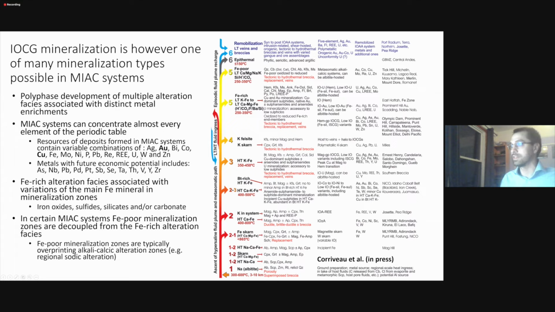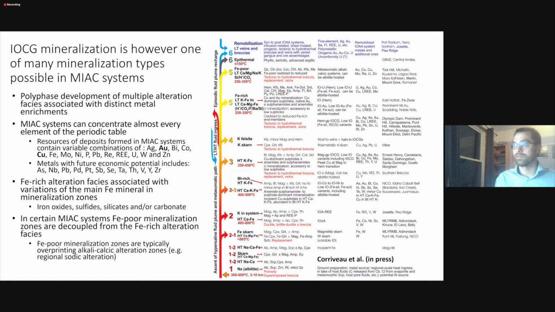Something as well that is important to understand is that they can concentrate at variable intensity almost every element of the periodic table. The enrichments that are happening within these systems are quite spectacular in some cases, and can be very diversified in terms of what gets concentrated in which zones of mineralization.